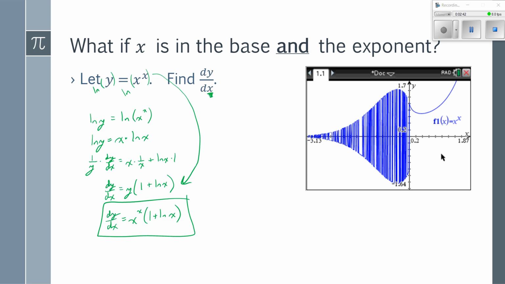You don't need to memorize that that's the derivative of x to the x, but if you are stuck saying, I'm not sure what rule to use here because I have x both in the base and in the exponent, you're just going to take the natural log of both sides so that you can use the power property of logarithms and then do implicit differentiation.